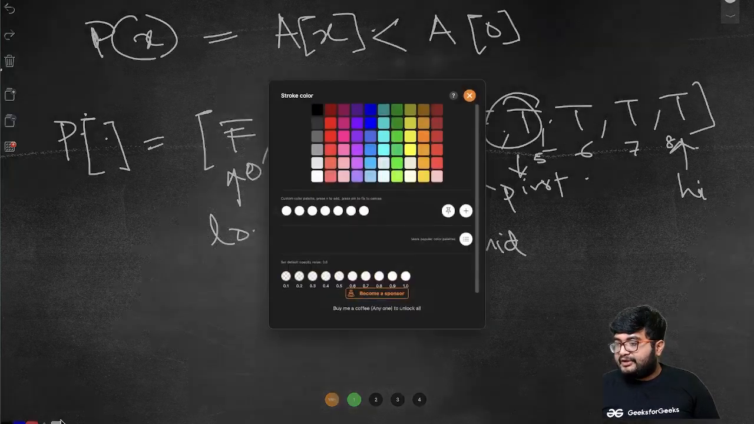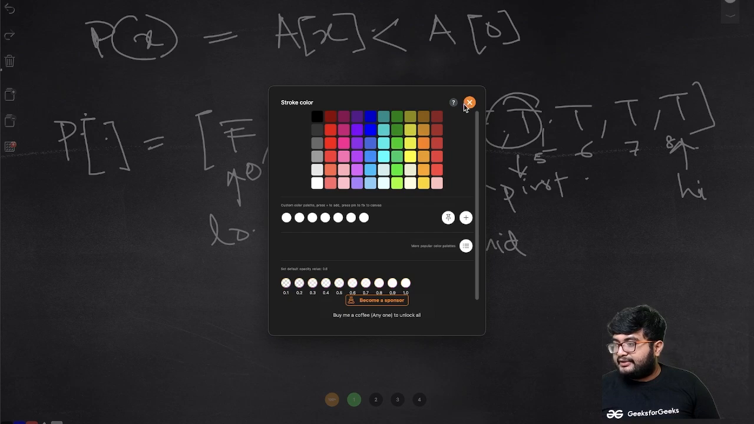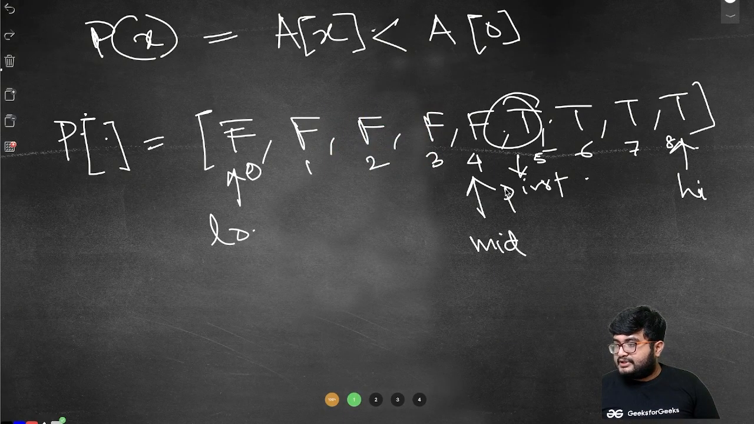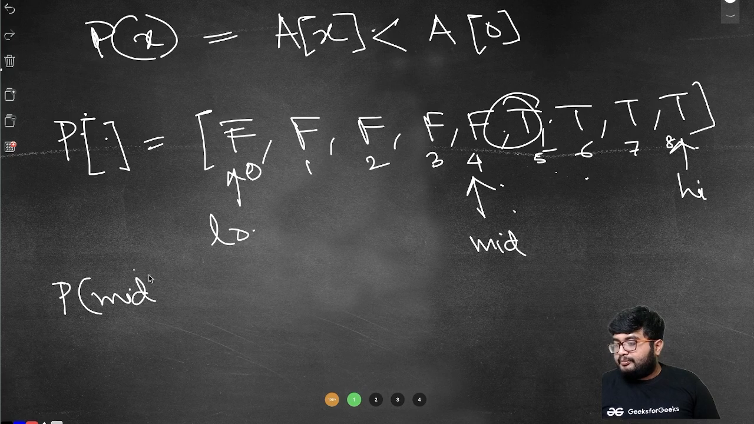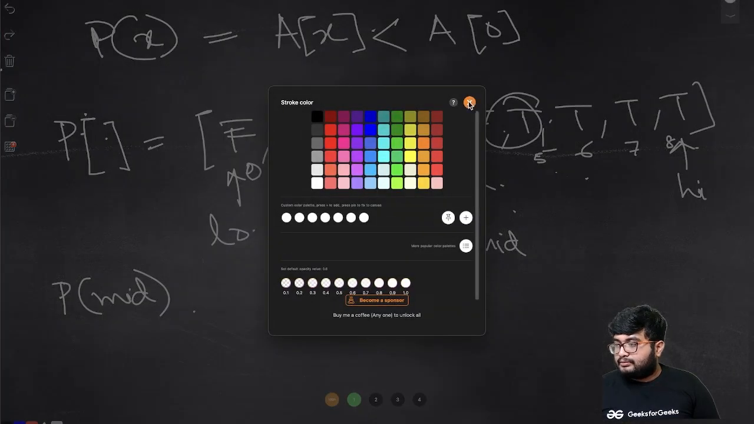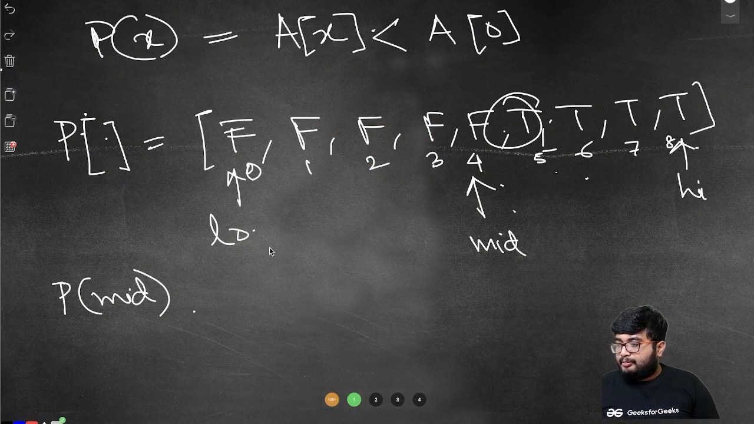Let's get rid of this one as of now. Okay, so we have this mid. So what is P of mid? P of mid will give us false. That means our answer lies to the right-hand side. So what we'll do is make low point to mid. Again, low will always point to a false.